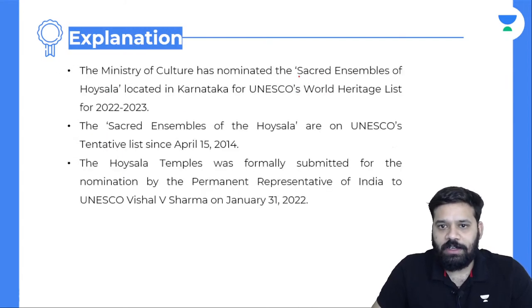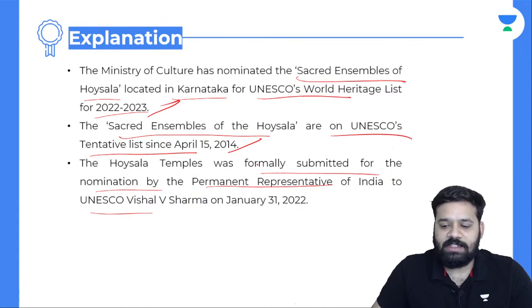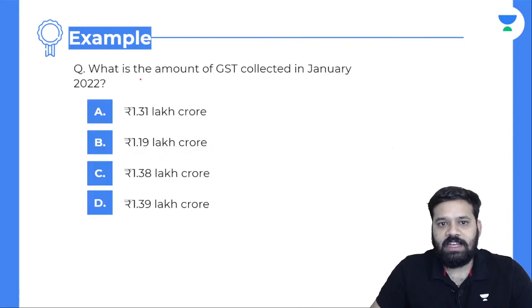Ministry of Culture has nominated the sacred ensembles of Hoysala located in Karnataka for UNESCO's World Heritage List for 2022-23. The sacred ensembles of Hoysala are on UNESCO's tentative list since April 15, 2014. The Hoysala temples were formally submitted for the nomination by permanent representative of India to UNESCO Vishal B. Sharma on January 31st, 2022. 46, correct.